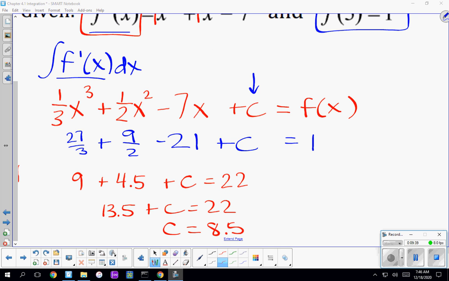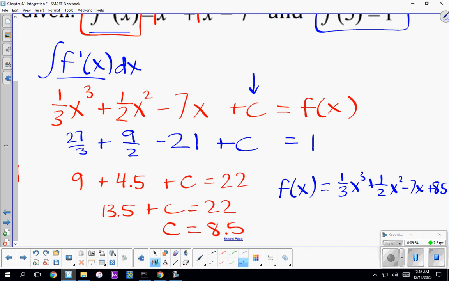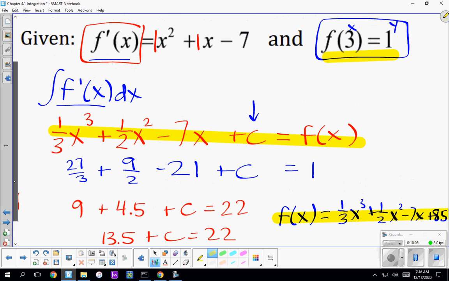And now I need to write my particular solution. So my particular solution, again, is that one original that goes through that ordered pair. So it's going to be 1/3 x cubed plus 1/2 x squared minus 7x plus 8.5. So my general solution is the general format of every original. It's got a plus c in it. My particular solution is the one in that form that also goes through that point I had back up at the top.